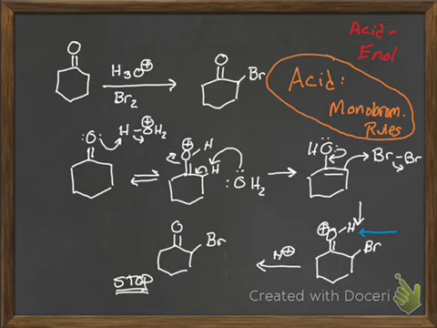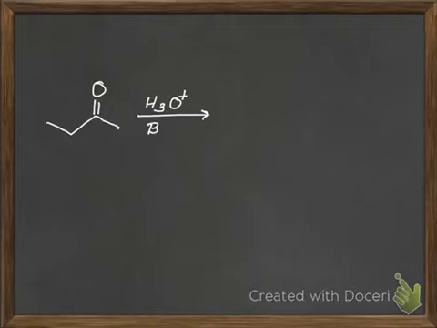Now, before I get into the base, let me present you with this question. Let's say we have 2-butanone or methyl ethyl ketone. You react that with acid and your halogen. Take a minute and predict what you think the product would be. I'll be here. Oh, hey, you're back. All right, the product would look like this. That would be your product.